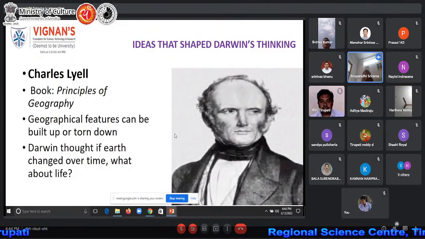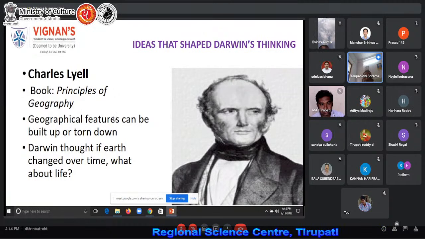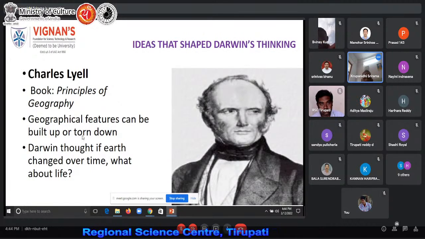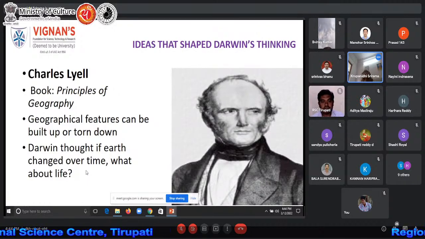The other very loyal proponent of Charles Darwin was Sir Charles Lyell. He was knighted, but not Charles Darwin, because his concept was against religion. Sir Charles Lyell, in his Principles of Geology, was a great geologist, and showed that geographical features can be built up or torn down. Darwin thought, if the Earth changed over time, what about life? How could life remain still?